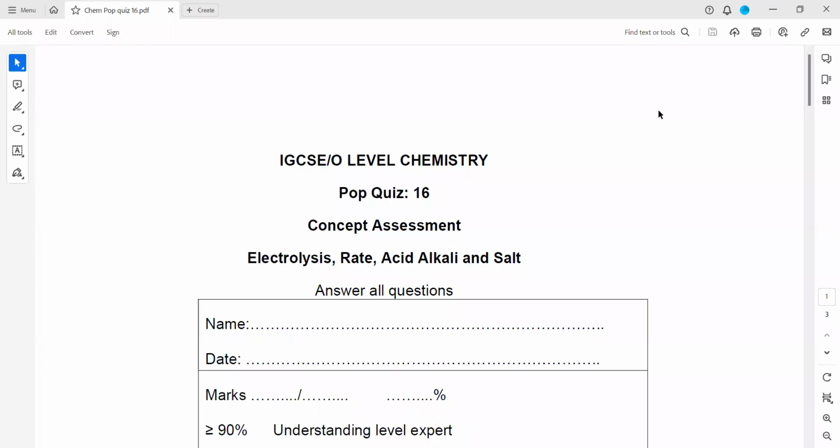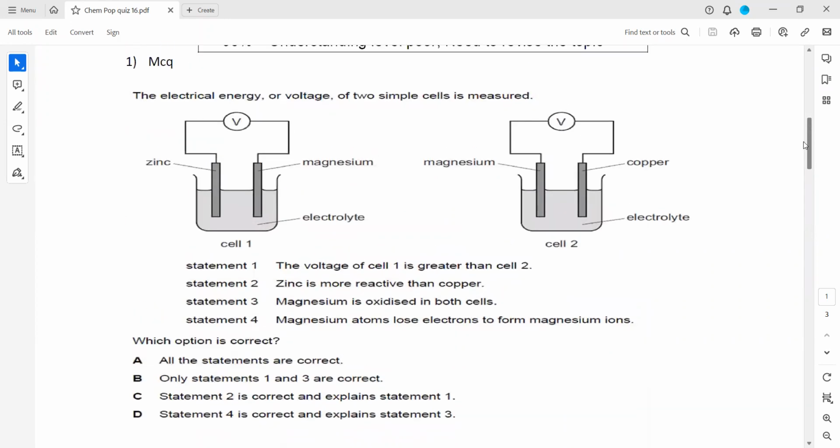So this was a quiz related to electrolysis, weight, acids, alkalis, and salts topic. The electrical energy or voltage of two simple cells is measured. One of the cells consists of zinc and magnesium, another one consists of magnesium and copper.